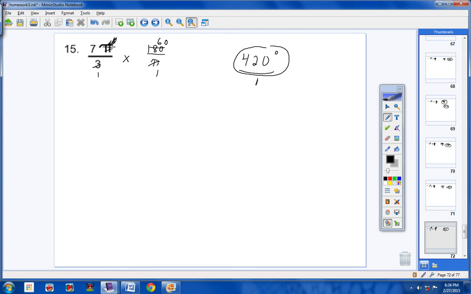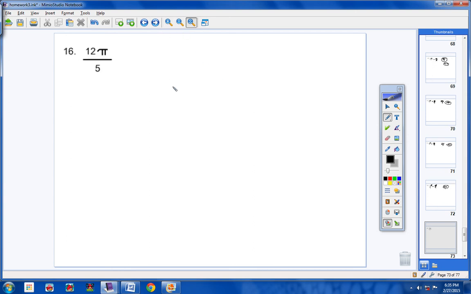Okay, let's move on now to number 16. We're going to convert radians to degrees. Anytime you do that, you multiply by 180 over pi. Your pi would cancel with your pi. Your 5 would cancel into your 180, giving 36. So we have 12 times 36, which should be 432 over 1. So 432 degrees.